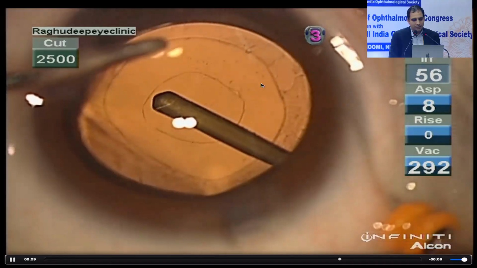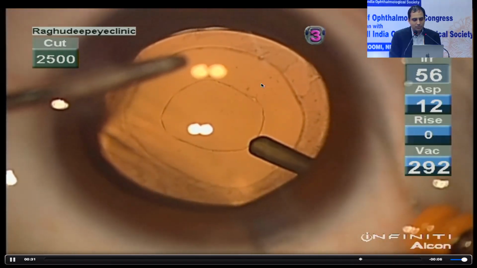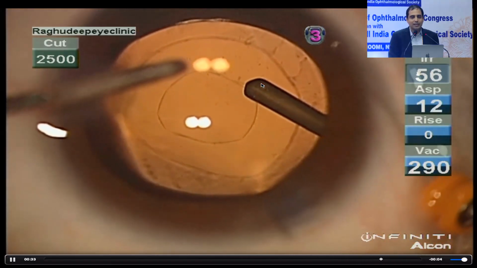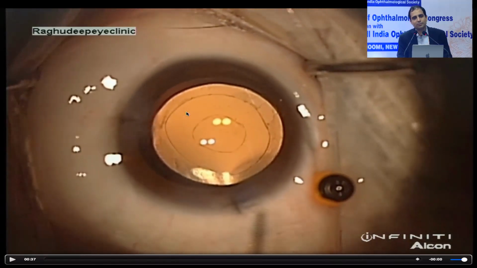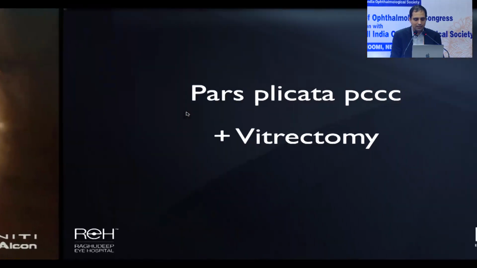So don't keep a very high vacuum, and do the capsulectomy, then use the same vitrector to do the vitrectomy. The only drawback of this is that quite often, particularly if the capsule is a little fibrotic, the chances of a split are very high, and then if you have a single piece IOL in the bag, it becomes very messy to handle.